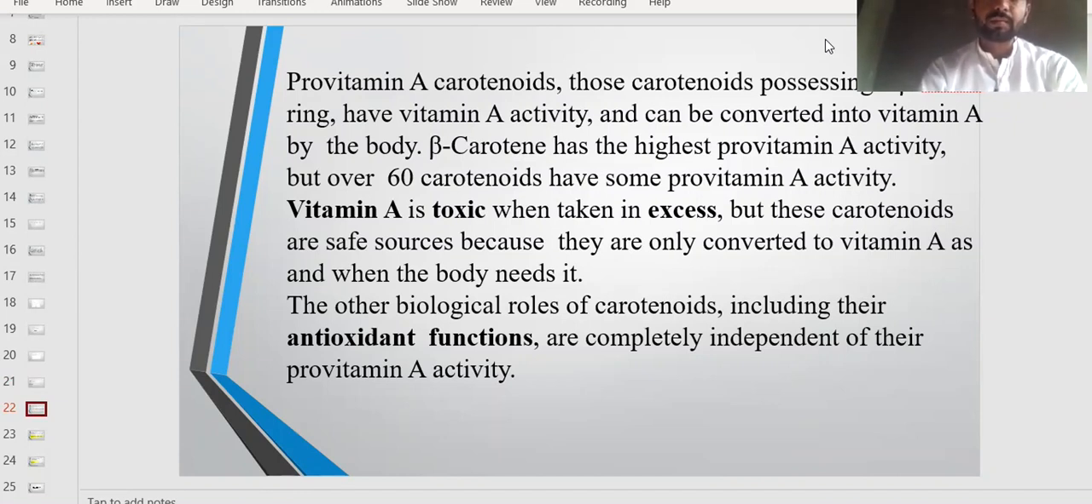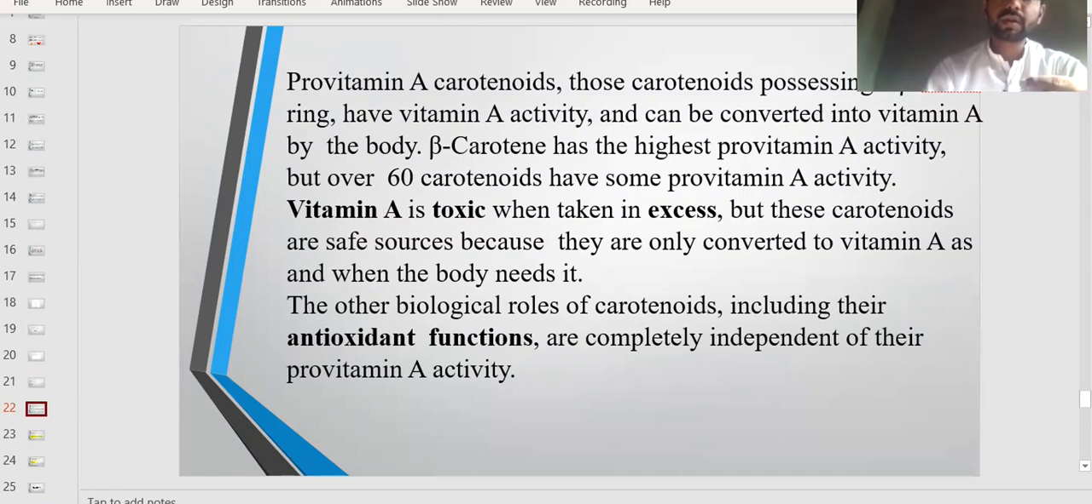And those carotenoids possessing a beta ionone ring have vitamin A activity and can be converted into vitamin A by the body. Beta carotene has the highest provitamin A activity, but over 60 carotenoids have some provitamin A activity. Preformed vitamin A is toxic when taken in excess, but these carotenoids are safe sources because they are only converted to vitamin A when the body needs it.